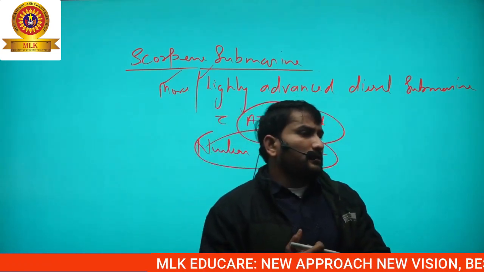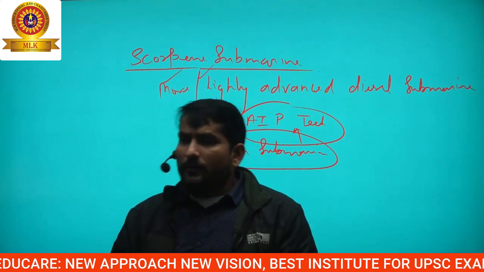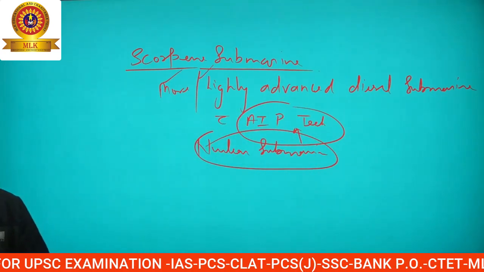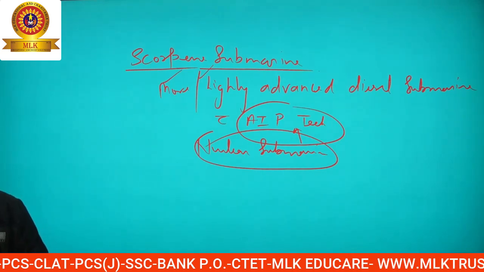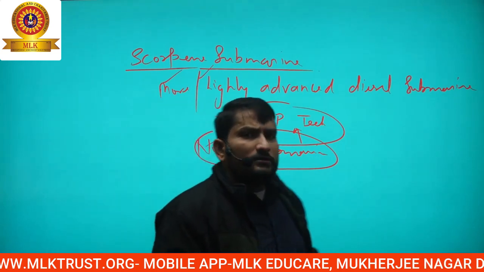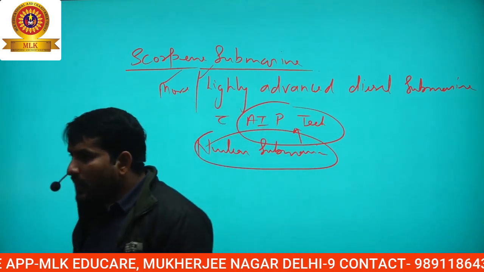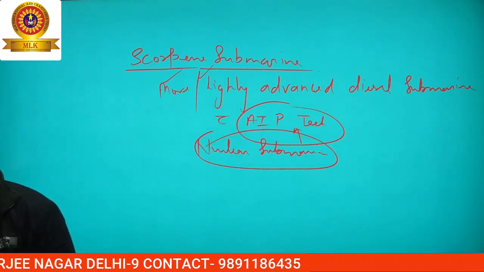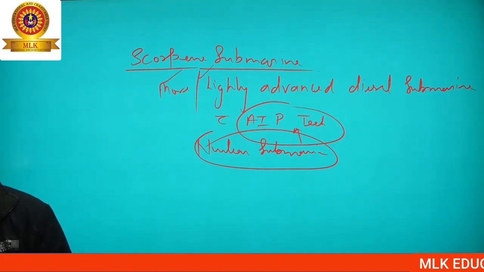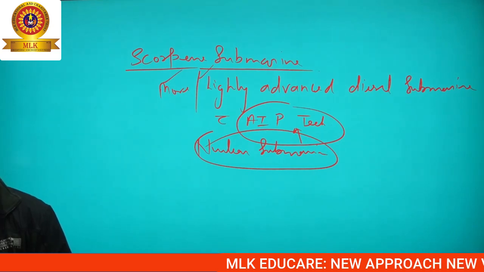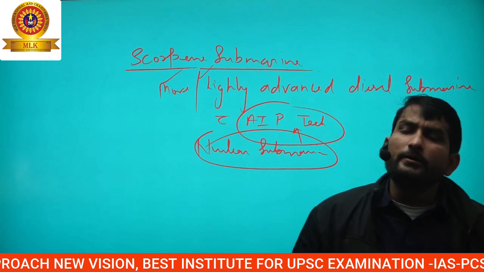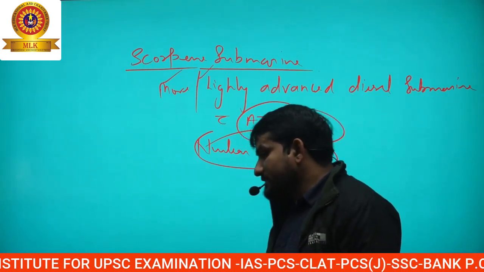And after that we discussed our indigenous AWACS system, which is known as the Netra. Netra is also a type of AEW&C system, and it is developed by the DRDO. Clear? So today we have to discuss some of our recent developments regarding defense and technology.